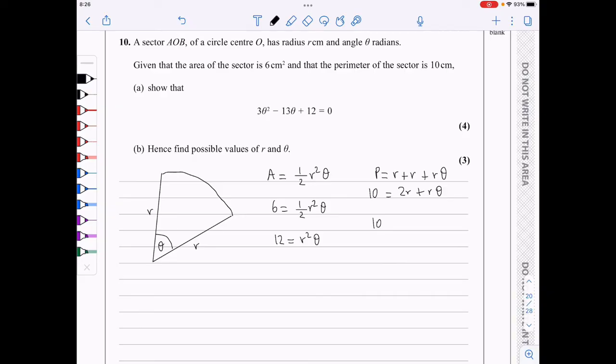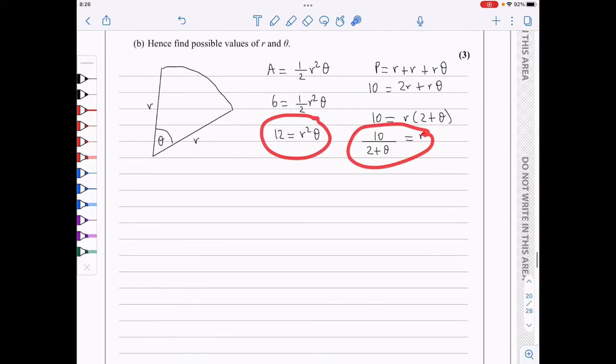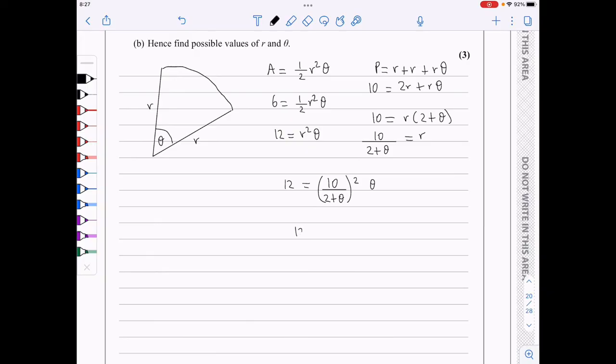I will factor out the r and make r the subject of the formula, because I need to combine these two equations, the one derived from the area and the one derived from the perimeter, in order to end up with one equation in one unknown, theta. So in the place of r, I will be putting 10 over 2 plus theta, all squared, times theta. So 12 is 100 theta over 4 plus 4 theta plus theta squared.